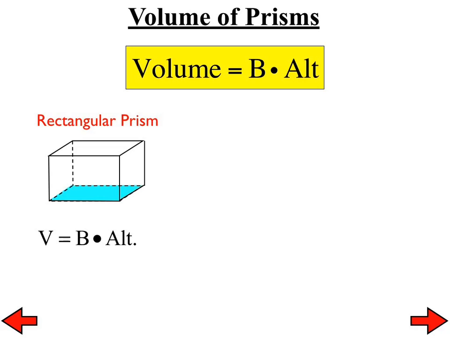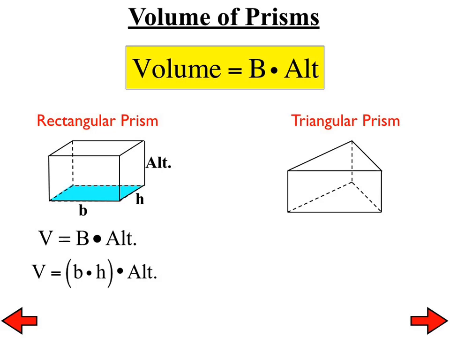In this, we would find the area of the rectangle and multiply it by the altitude, which is right there. And I know so far we haven't run into a lot of things that are in your notes yet, but I'm just kind of going through this. In a triangular prism, we would find the area of that triangle and multiply it by the altitude.